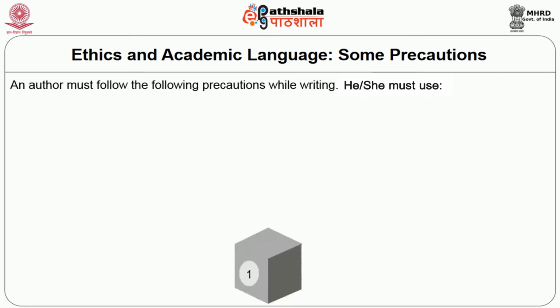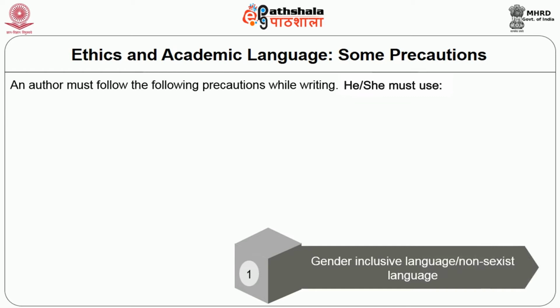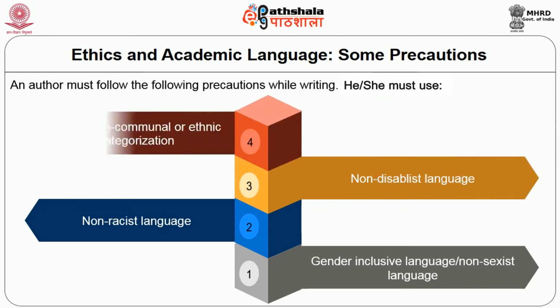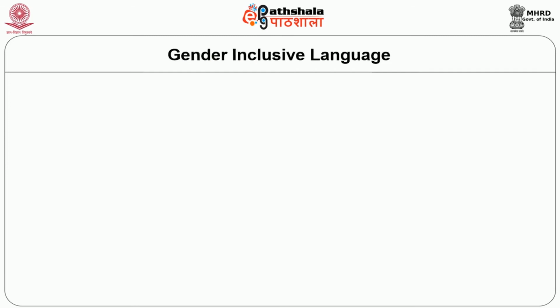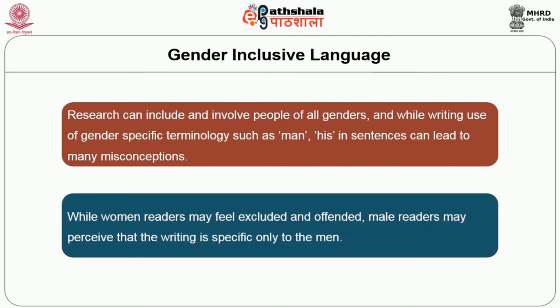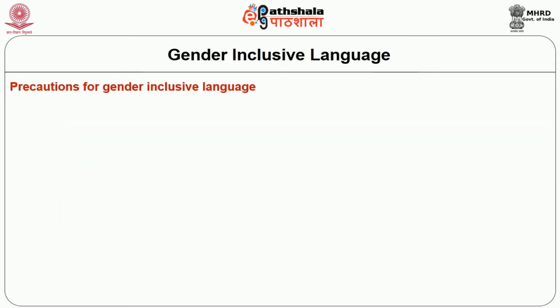He or she must use gender-inclusive language, which is also non-sexist language, non-racist language, non-disablist language, and use of non-communal or ethnic categorization. Gender-inclusive language. Research can include and involve people of all genders. While writing, the use of gender-specific terminology such as man and his in words and sentences can lead to many misconceptions. While women readers may feel excluded and offended, male readers may perceive that the writing is specific only to men. Precautions to be followed for gender-inclusive language are as follows.